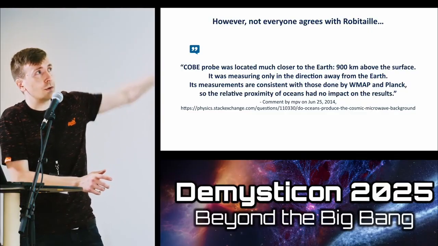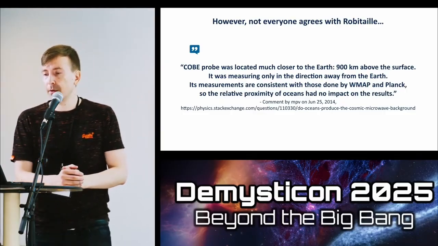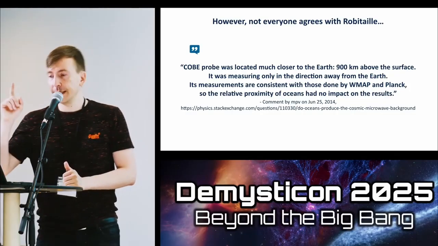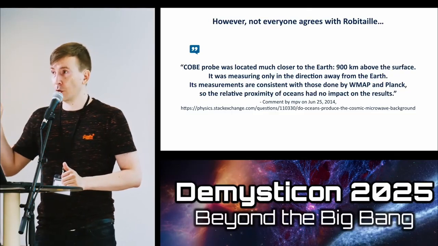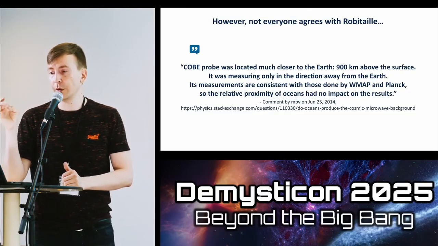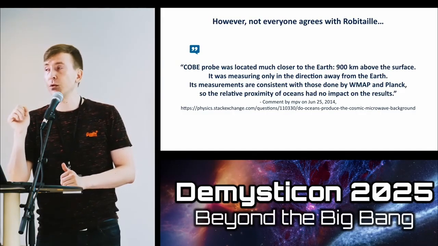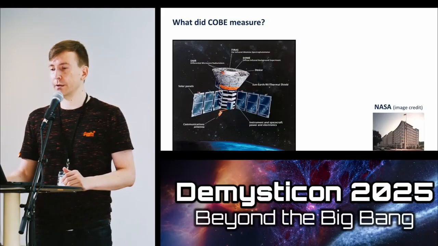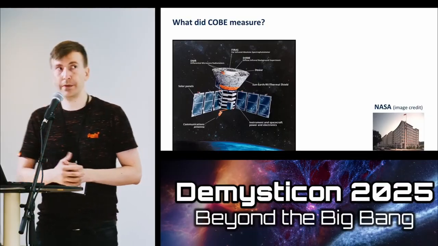Then you have also this comment on criticism on Pierre-Marie's work. The COBE probe was located much closer to the Earth, 900 kilometers above the surface. It was measuring only in the direction away from the Earth. Very important. So its measurements are consistent with those done by WMAP and Planck. So the relative proximity of the oceans had no impact on the results. Seems like a reasonable comment until you begin to think a little bit more according to physics.